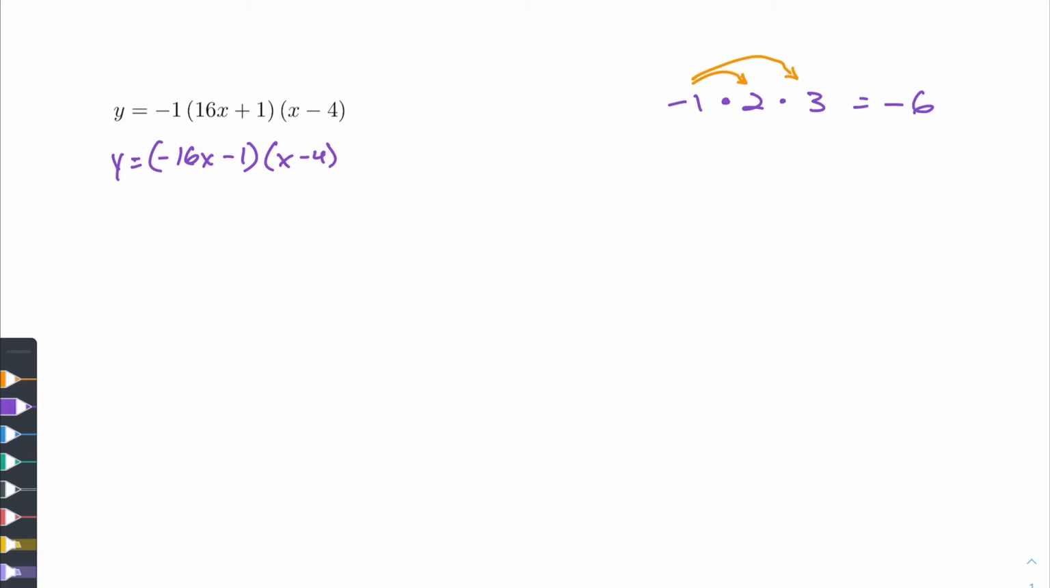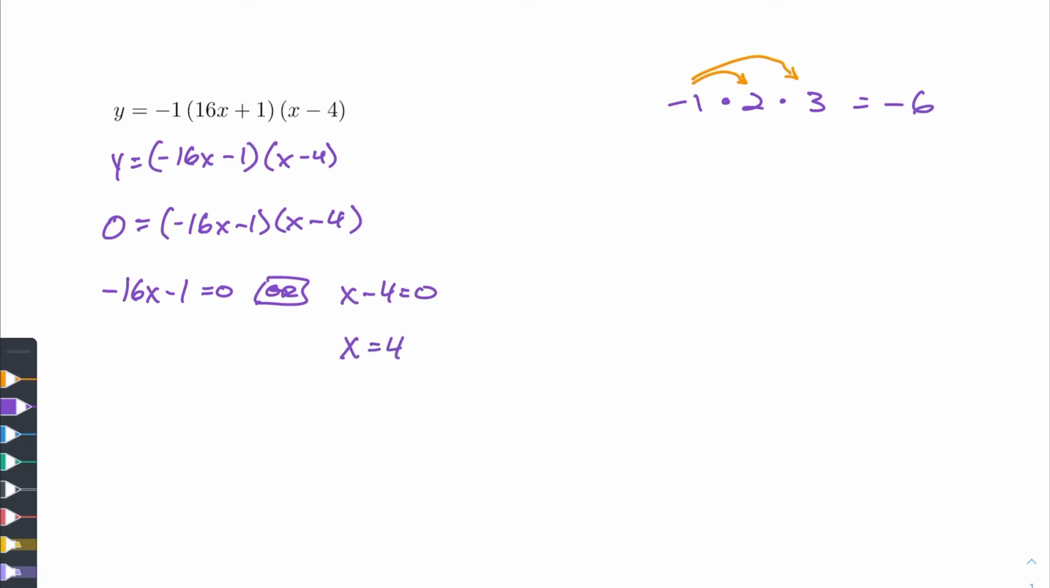Now, when we try to find the null product of this, we've got -16x minus 1 times x minus 4. So either -16x minus 1 has to equal 0, or x minus 4 has to equal 0. In this case, let's start with the easy one. X is going to equal 4. Or if I add 1 to both sides, I've got -16x equals +1. Divide by -16, and x equals -1/16. And here are our two solutions for this problem.